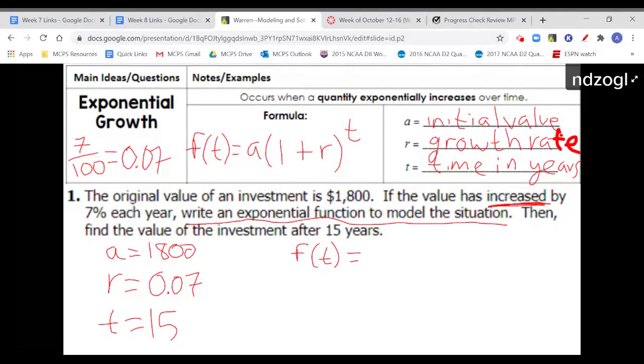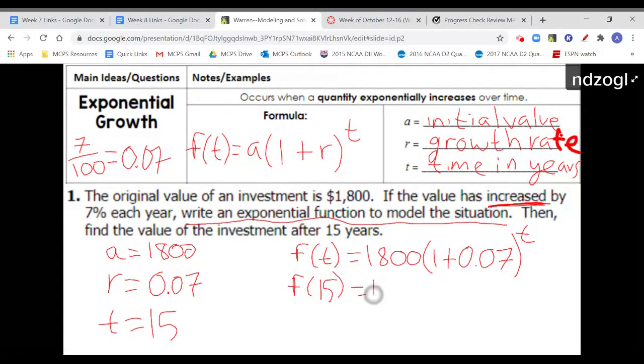So I'm going to replace a with 1,800. 1 plus is still there. The rate is 0.07. And like I just said, I'm still going to include the exponent and write it as t. This is the generic model that can be applied to the situation at any point in time. I could use this to find the value after 2 years, 15 years, after 100 years, right? I could plug in any value for t. But in this example, it's asking me to plug in 15. So I am going to specifically plug in 15 for t as my next step.